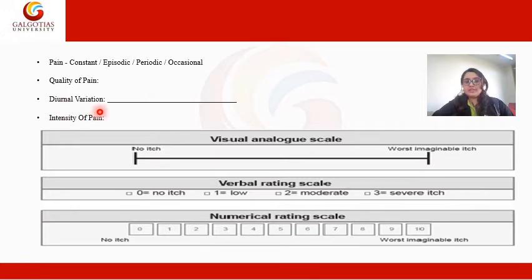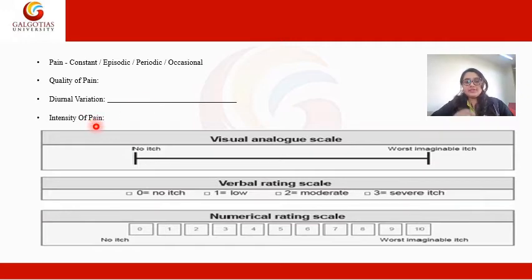Then diurnal variation means when is the pain troubling the patient, is it the night time or the morning time? In arthritis, the patient generally gives the history that diurnal variation is morning pain more as compared to the night pain.